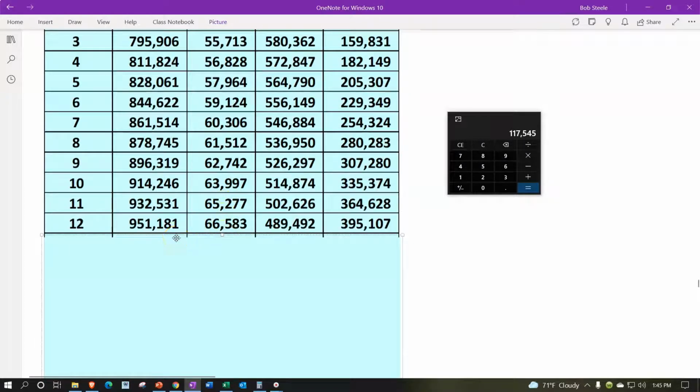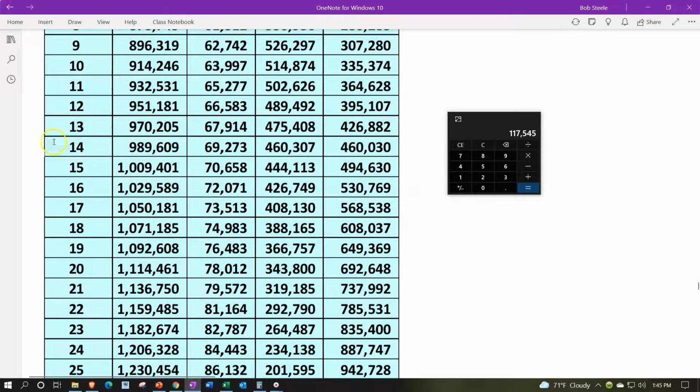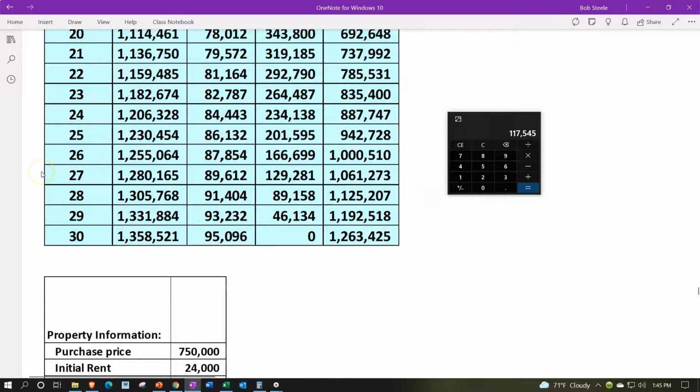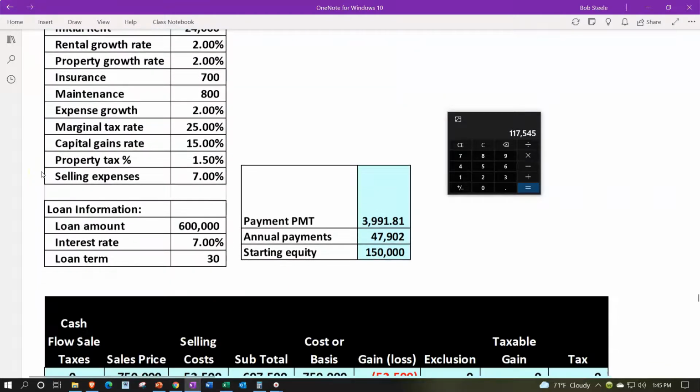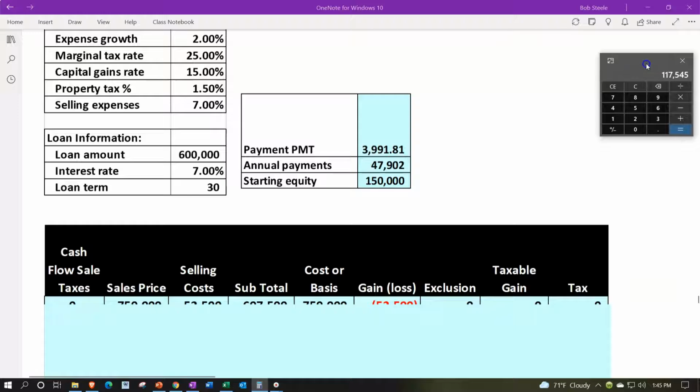The value then up to 951,181, 66,587, 7% of that. The cost to sell it, the 489,492. The loan balance gives us then the 395,107 cash inflow. So this would be the cash inflow if we chose to sell it at the end of any given year. Now, there's also going to be possibly tax implications we need to consider.